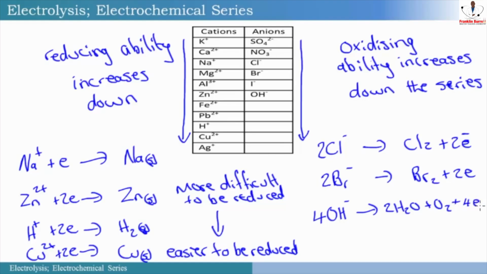So these are all oxidation equations where electrons are lost. While on the cation side, these are all reduction equations where electrons are gained. On the cations, reducing ability increases down the series. In terms of anions, oxidizing ability increases down the series. This explains oxidizing and reducing ability, which explains preferential discharge.